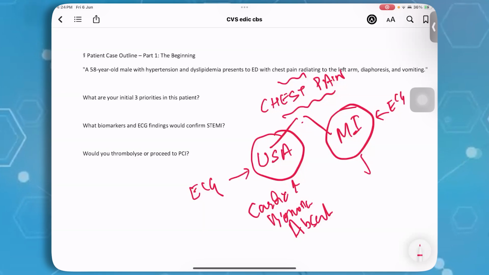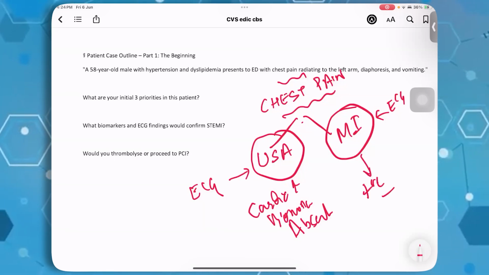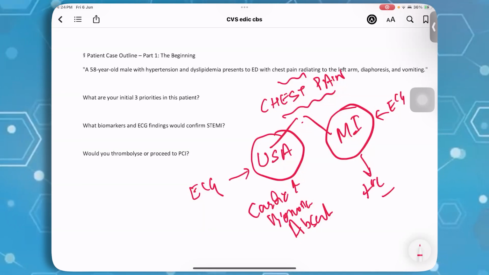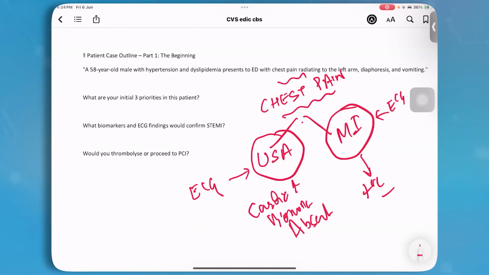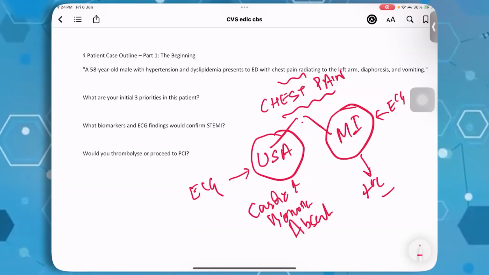unstable angina, and MI means infarction. Infarction means release of troponins, CPK-MB and myoglobin into circulation. In unstable angina, it's crying out for help because the circulation is not enough.